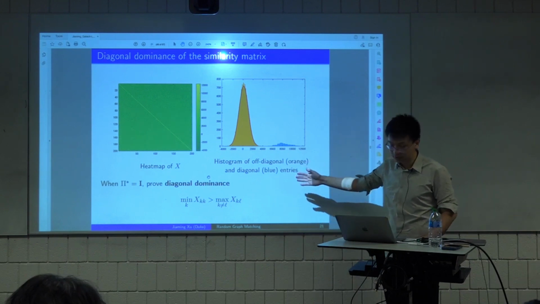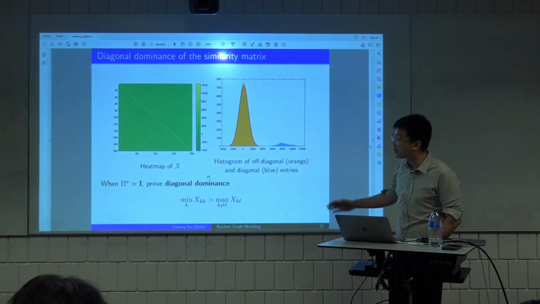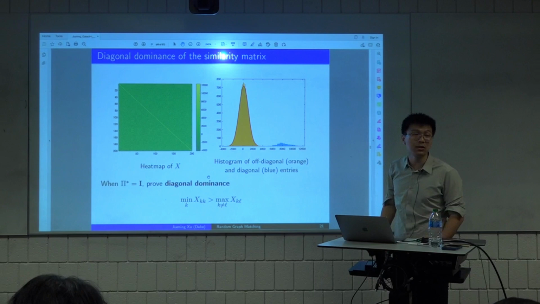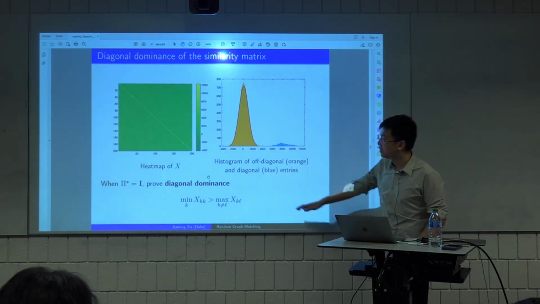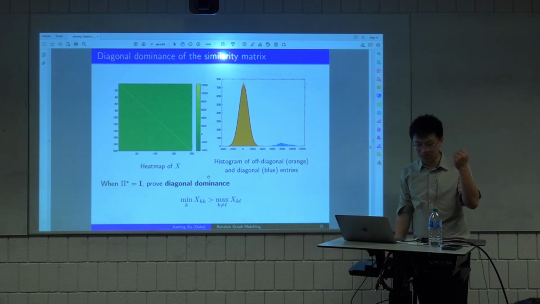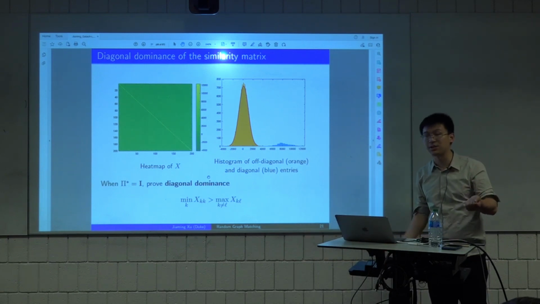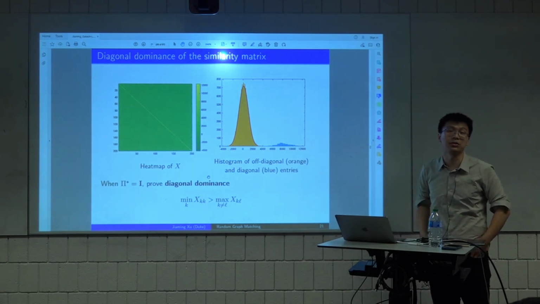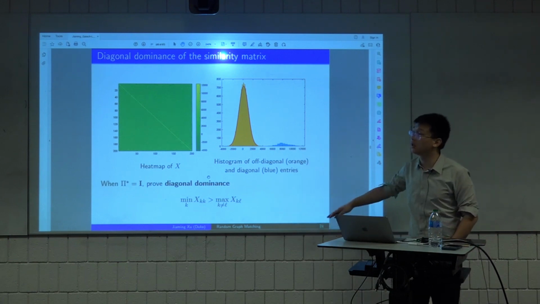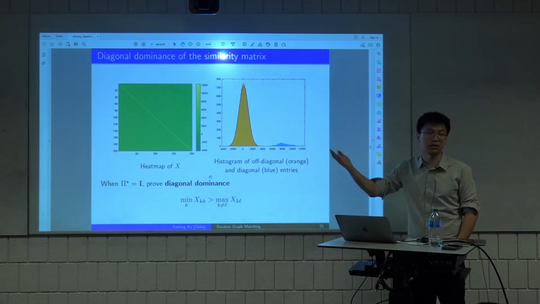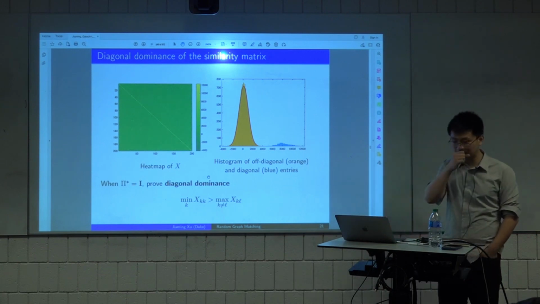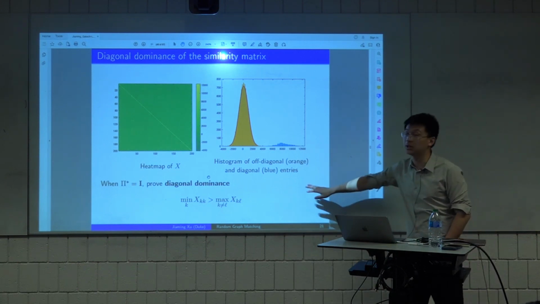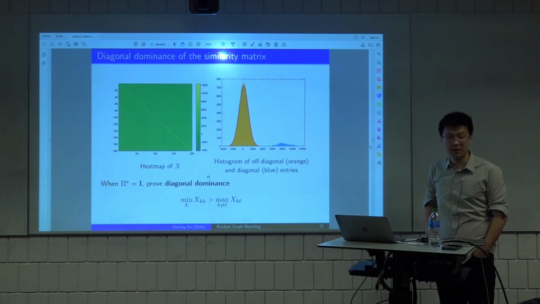So now the analysis just boils down to proving this diagonal dominance property. Assuming the true permutation is identity, you basically want to show that the minimal value of the diagonal entries is still bigger than the maximum of the off-diagonal entries. And once you can show this, then you don't even need to do linear assignment, right? You can just threshold that to get back the permutation matrix. So that's basically our goal: how you can prove this diagonal dominance.